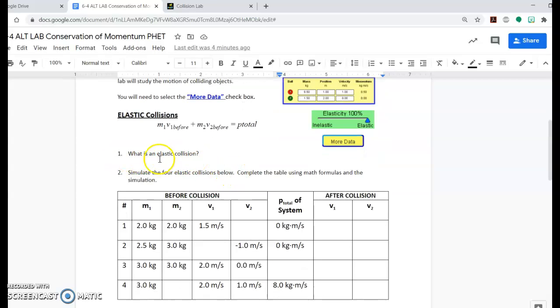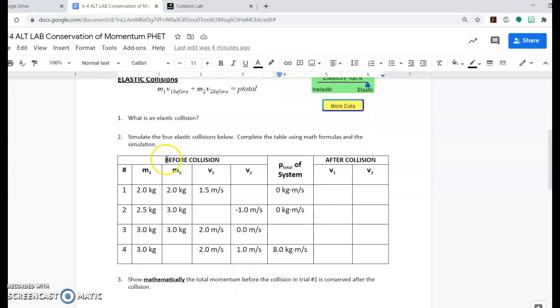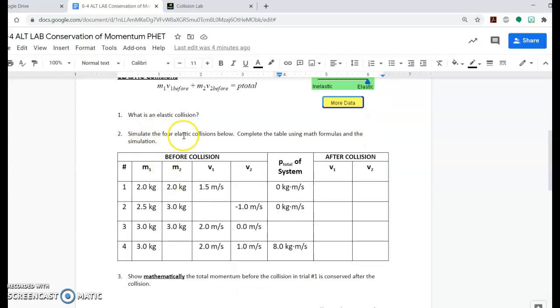So I ask you, what is an elastic collision? What two things are happening there, or what two things aren't happening? That's what I want you to describe. And if you don't know where to find that information, go back through your notes. And for this next section, working with this table, we are to simulate the 4 elastic collisions below, completing the table using math formulas and the simulation.